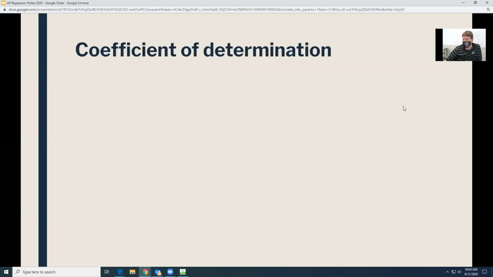Okay, so coefficient of determination. This is the other thing we're going to talk about today. So the previous thing was our residuals. We know how to kind of read them and look at them. And you guys should be able to kind of work through those on the homework assignments. We're going to do an example together here in just a second.